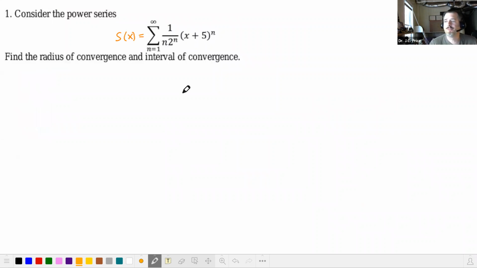The sum n equals 1 to infinity, 1 over n times 2 to the n, all times x plus 5 to the n. We want to find the radius of convergence and the interval of convergence. So how do we do that?